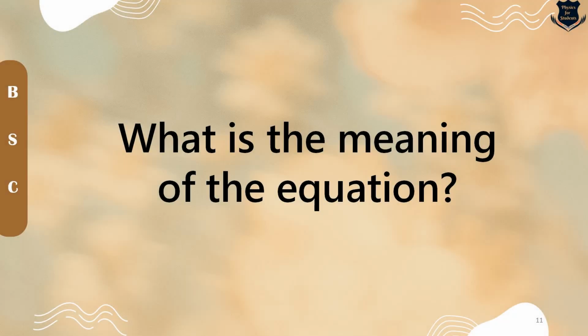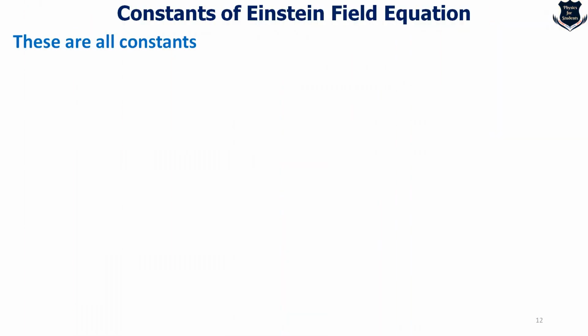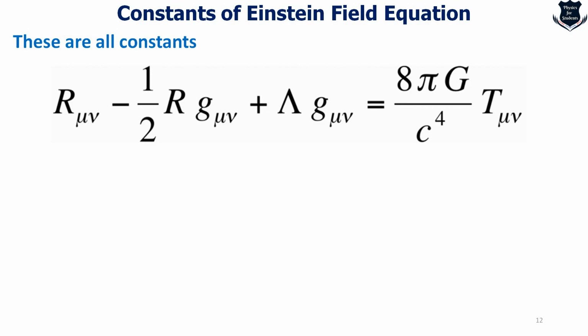Well, we next come to the core of the understanding of Einstein's field equation: what is the meaning of that equation? Now, in order to know the meaning of the equation, first we look into the constant values of the Einstein field equation. As I told, I will be covering this form of the equation so that you can understand.